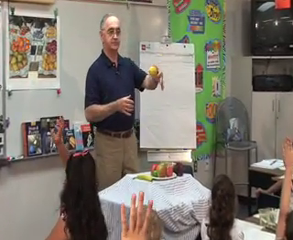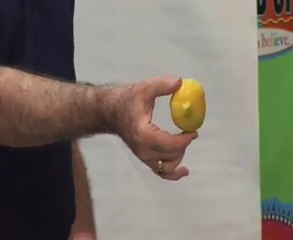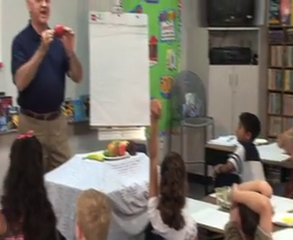Here's a fun one. What's this called? Inez? A lemon. It's a lemon. What colors do you see on the lemon, Inez? Green and yellow. Greens and yellows. Okay, good. Everybody tell me, what fruit is this? Mango. It's a mango, exactly.